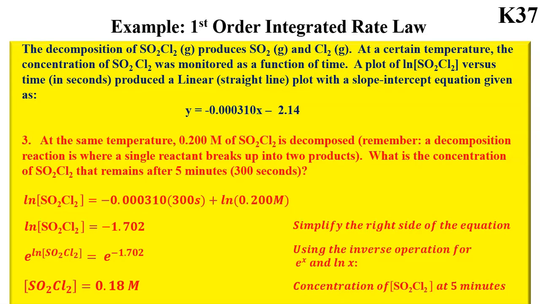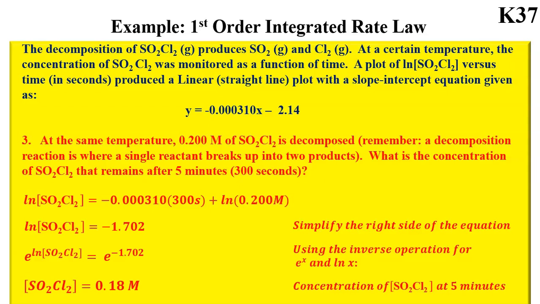And this is a continuation of the same question. There it is right in the middle of the page. And now if you crunch the numbers on that, you get that the natural log of SO2Cl2 is negative 1.702. So now we don't want to know the natural log of SO2Cl2. We want to know what the concentration of SO2Cl2 is. So what we do is use our inverse operation. So we raise e to each of those sides.